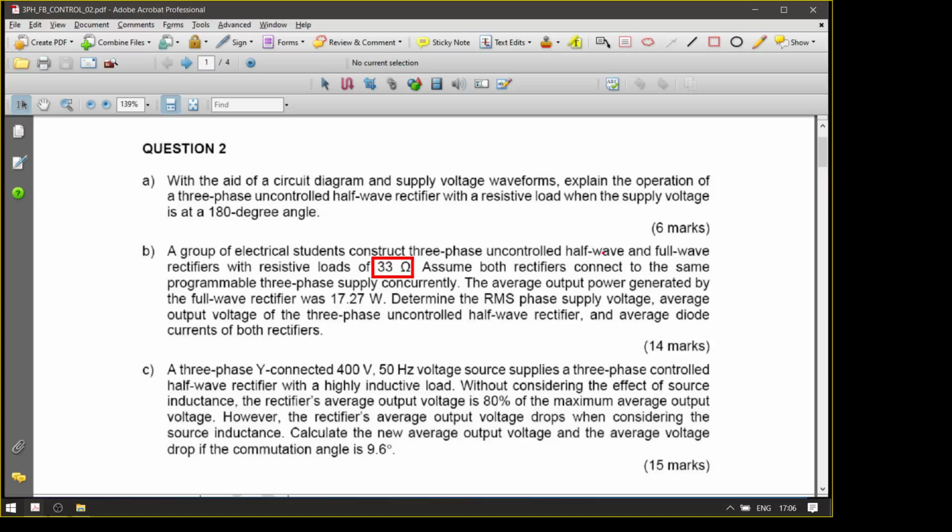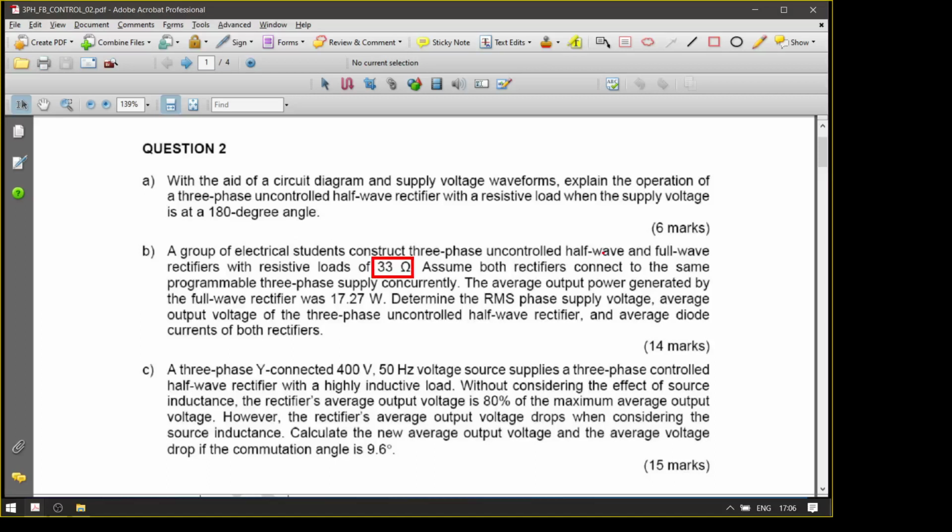Then the average output power generated by the full wave rectifier was 17.27 watt. So for the full wave, the output power is already given to you. That means for the full wave rectifier, you can find the V out.